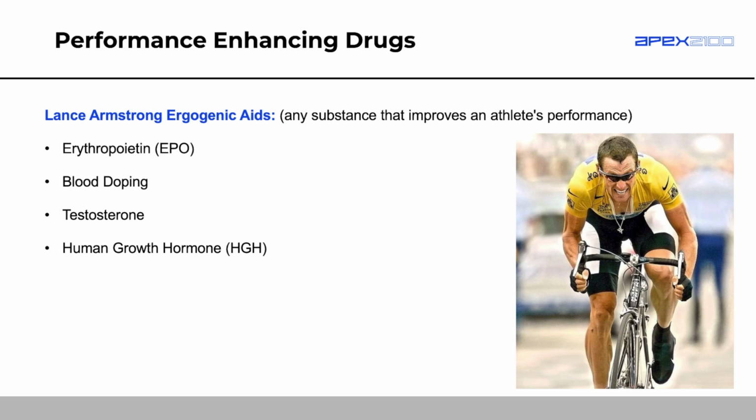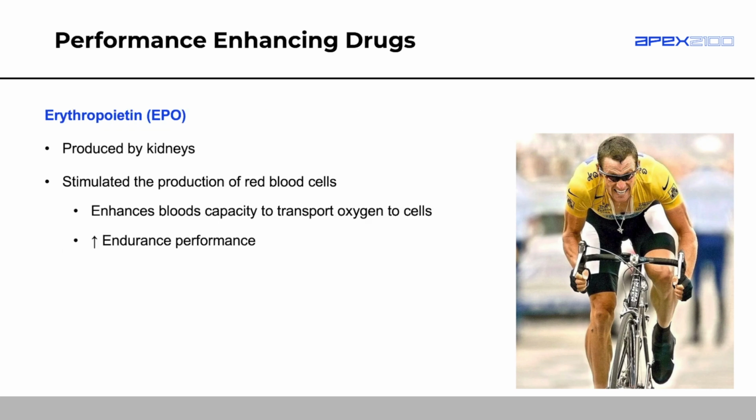Now we're going to talk about EPO, testosterone, and HGH. I'm not going to focus on blood doping today because we are talking about the endocrine system and hormones, so we're going to focus on the hormones. So EPO. EPO is produced by the kidneys. Now the kidneys aren't a typical gland, but they do produce some hormones, EPO being one of them.